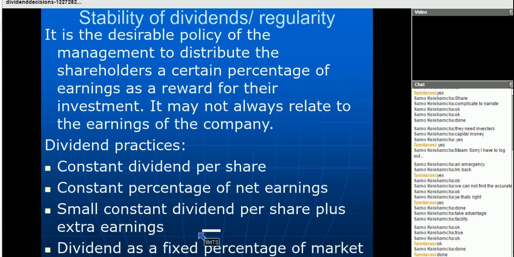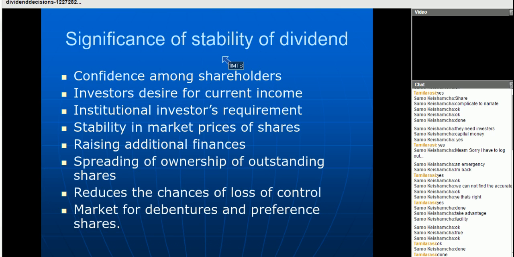Then a small constant dividend per share plus the extra earnings. Then dividend as a fixed percentage of the market value. These are different approaches which can be used by the company to pay dividend to its shareholders. Okay. Different modes of payment.